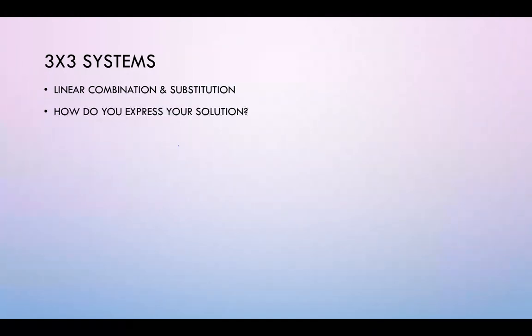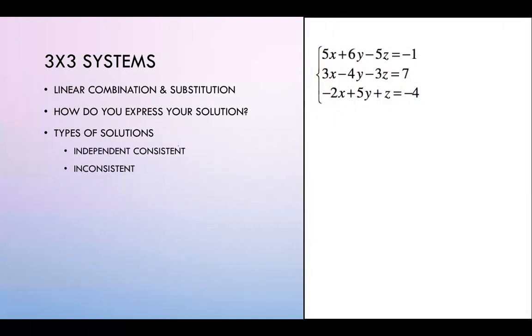And finally, we did 3x3 systems, right? And so here we did this with linear combinations. It's like a combination of both elimination and substitution. How do you express your solution, right? Is there no unique solution, or is it a point x, y, z? The types of solutions, independent, consistent, or I apologize, we're not going to do this, right? It was no unique solution.